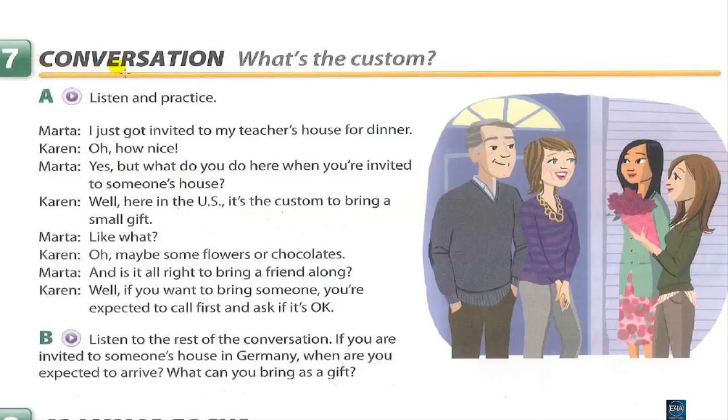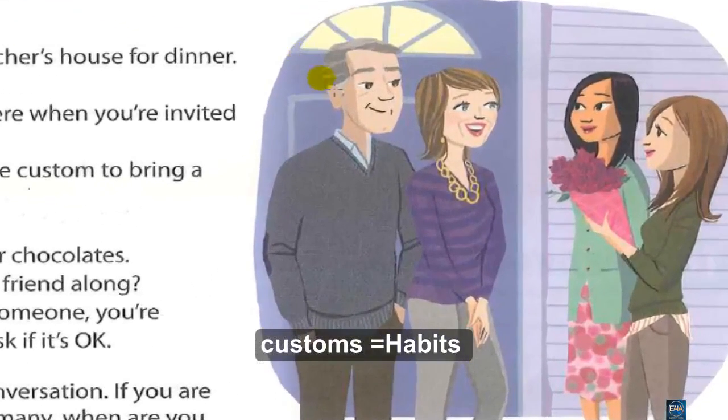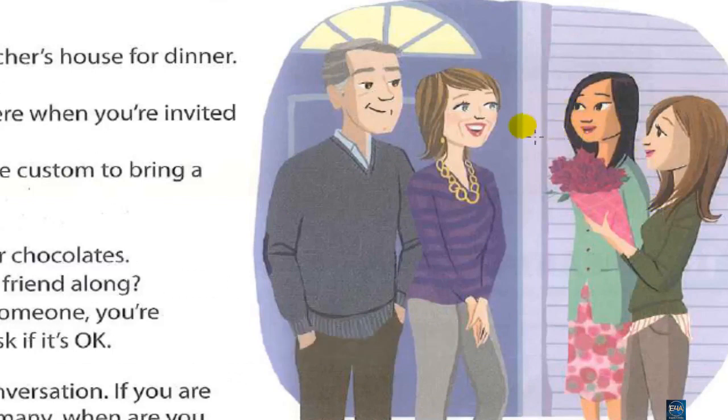Exercise number 7. Conversation. What's the custom? Custom, habit. Look at the picture here. What do you see? So we see here three young ladies and a man. So maybe they are teenagers, two of them, teenagers or young ladies. And here a lady and a middle-aged man. Okay. So maybe they are husband and wife, but here those are friends, and the young lady is having some flowers. They're very happy and they're smiling.